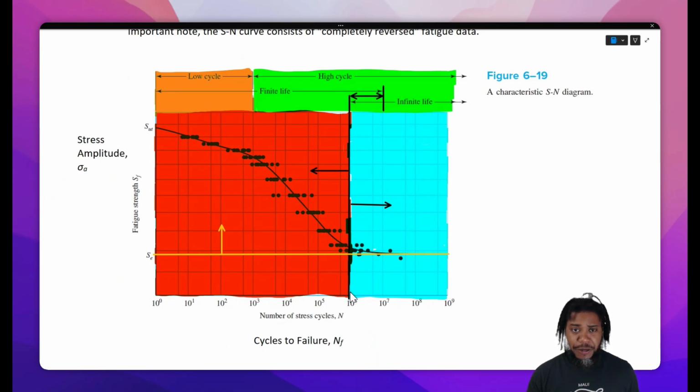Now, we've got the basics of these different regions. Low cycle fatigue, less than 1,000. We cannot use stress life. High cycle fatigue, greater than 1,000. We can use stress life. Finite life, we're going to have a cycles of failure. Infinite life, we can cycle forever, right?